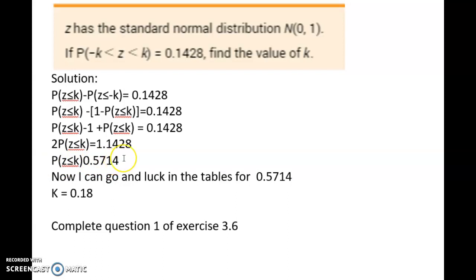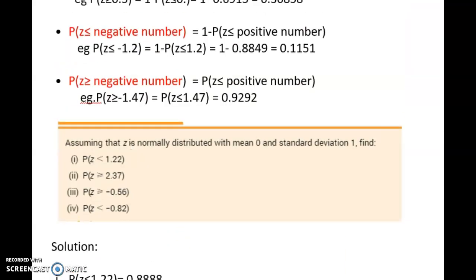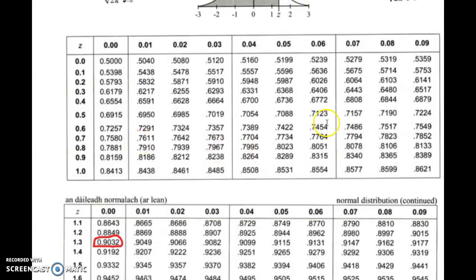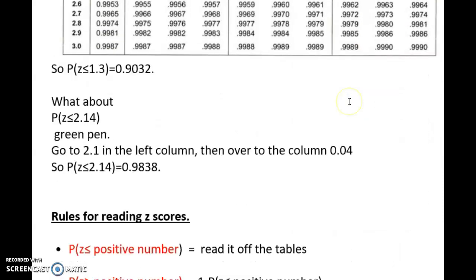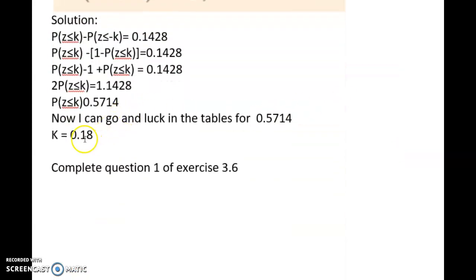0.5714. Now I just go to my tables book, up to my tables, and I look at it. What was it again? 0.5714. And I start looking. So that's going to be 0.18. Okay. So now what I'd like you to do is question 1 of exercise 3.6.